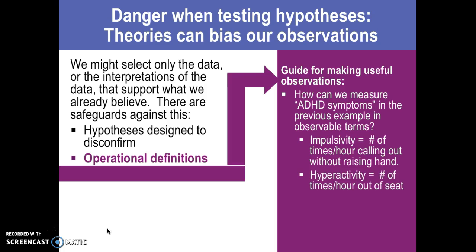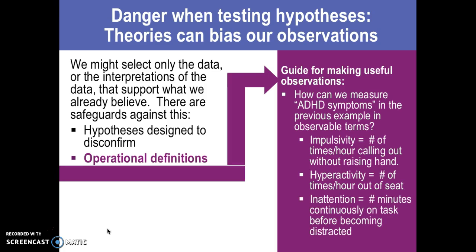Hyperactivity. We're going to define this as the number of times per hour the student is out of their seat. So when I'm observing, that's how I'm going to find out if a student is hyperactive. They're going to get up out of their seat. Check off hyperactivity. And the last one is inattention. We're going to define that as the number of minutes continuously on task before becoming distracted. That's how we're going to define inattention.